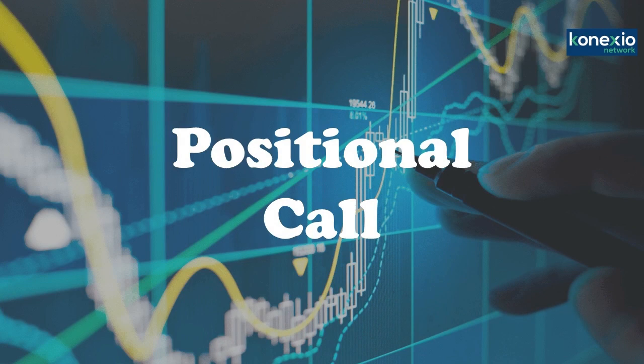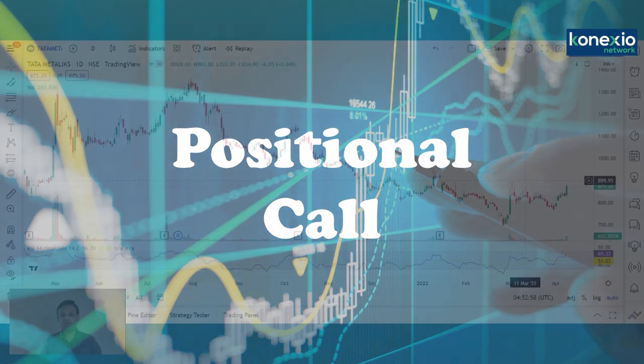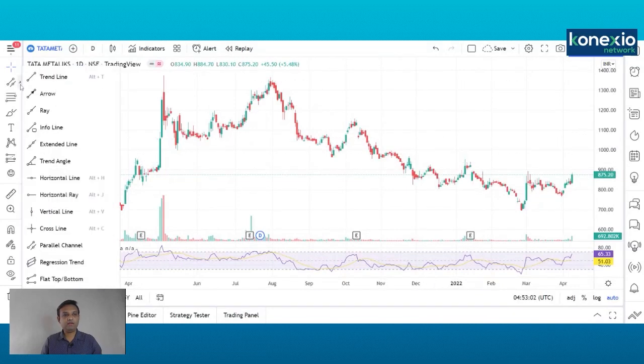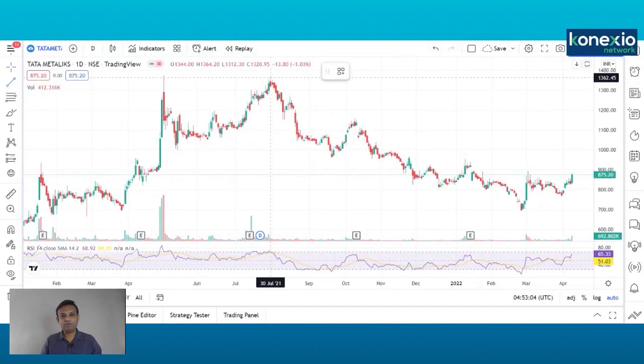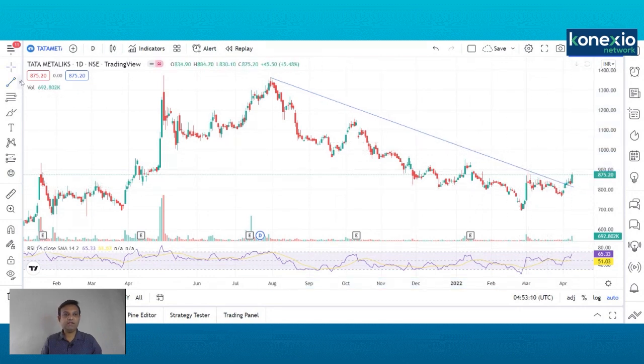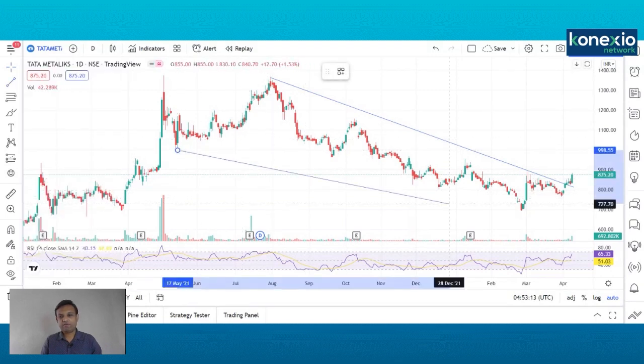Now friends, let us come to the final segment of our show, which is the positional call. I have identified one stock. The name of the stock is Tata Metaliks. Now let me draw a trend line which will give us a clear view of what the stock is trying to indicate, looking at the chart patterns. This is what I have identified.